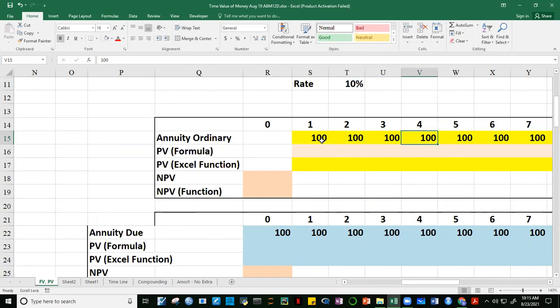So what we can do is we can replace this. Bawat isa sa kanila, we will replace it by the present value. So isa-isahin natin to is equal to, we can use the negative PV function. Negative para maging positive yung answer natin. Ang rate natin for this problem is 10%.